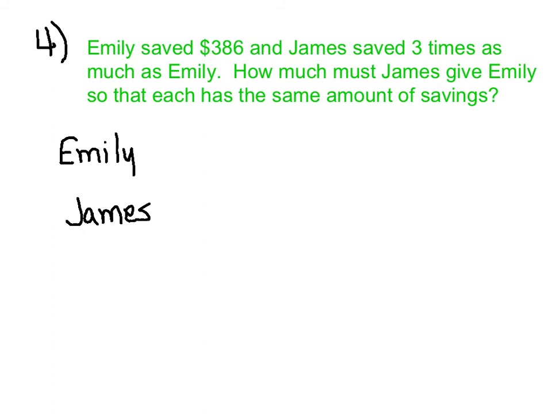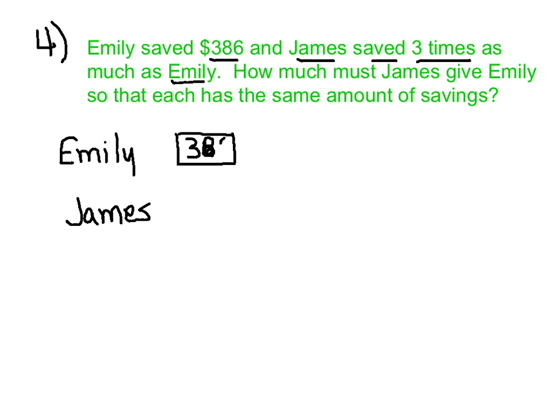And who has the smallest amount? Well, Emily saved $386, but James saved 3 times as much as Emily. So Emily saved the smallest amount. So we'll give her the box. So now I go back and draw each section. So Emily saved $386. So I will put that here.